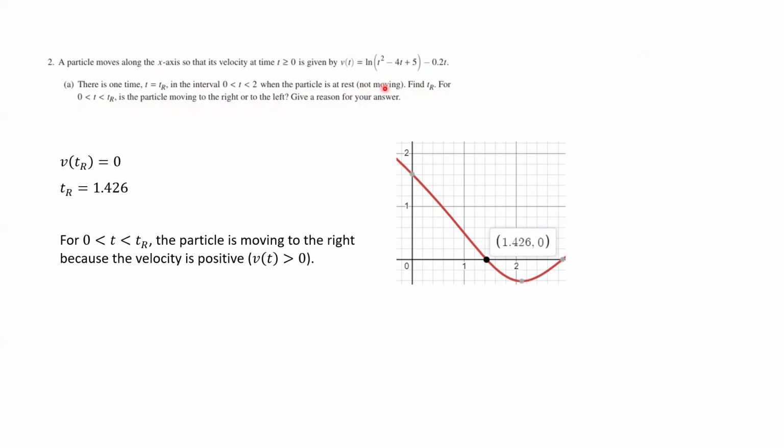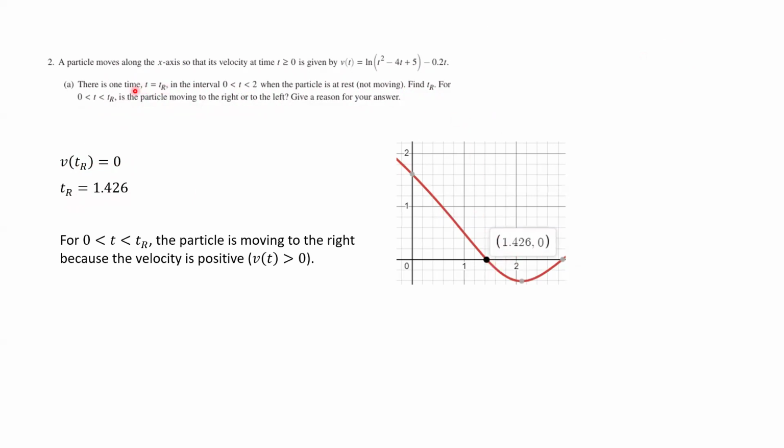So when the particle is at rest, the velocity is 0. So v of t sub r equals 0. Okay, so t sub r is 1.426. You've got to graph this and then find when it crosses the x-axis. So that's when t is 1.426.